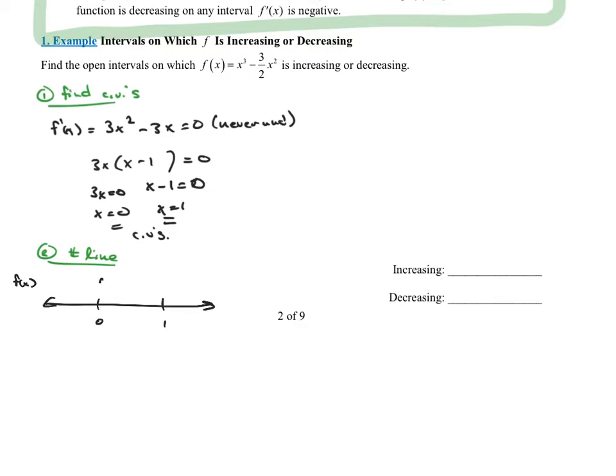At 0, we know the derivative, not the function value, the derivative values. And it's important you plug them into the derivative. We know at both of these points, the derivative is 0. We have to consider our intervals, negative infinity to 0, 0 to 1, and 1 to infinity.